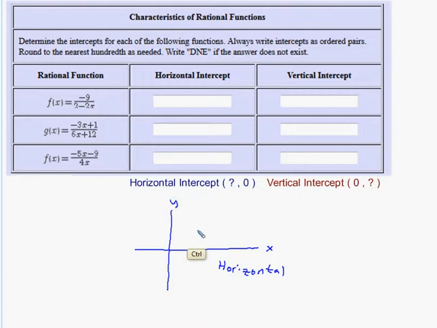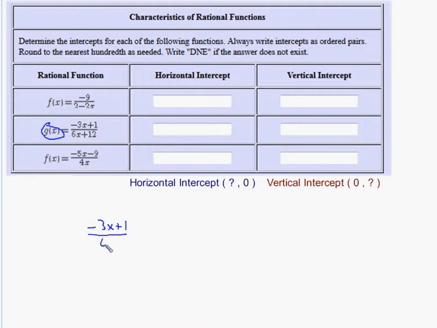I'm going to start with g of x. With g of x, starting with the horizontal intercept, I'm going to take g of x and set its output equal to 0. So if I was to write this down, negative 3x plus 1 over 6x plus 2, to find the horizontal intercept, I'm going to set the output equal to 0. Now, because I don't like working with fractions, I'm going to multiply both sides by 6x plus 2 so that this will simplify out.